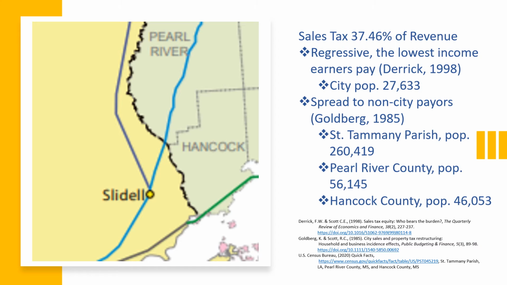Also, the Slidell city limits are fairly small, and property taxes are not as large an income earner for the city. Therefore, they rely heavily on sales tax, and they benefit from location close to Pearl River County and Hancock County, Mississippi, and also being centrally located on those two highways within St. Tammany Parish. And so a lot of their revenue is passed along to non-city residents. This kind of spreading out is discussed in Goldberg's article on city sales and property tax restructuring.